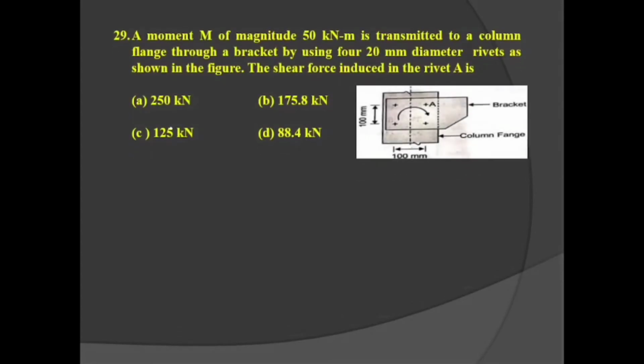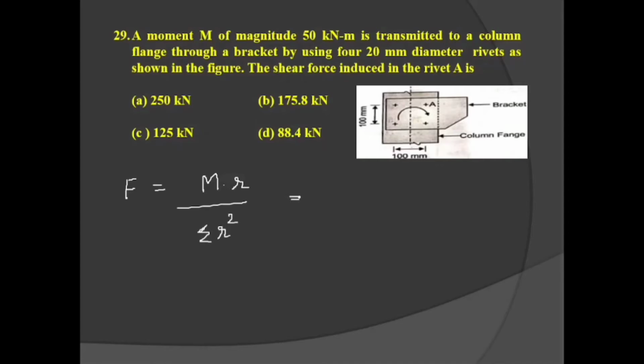A moment M has a magnitude of 50 kilonewton meter, which means a moment is also there. The column flange is bracketed by using 4 rivets of 20 mm diameter. Shear force is induced in the rivets, and as we know, my dear students, the F2 value that we had discussed in eccentric riveted connections can easily be calculated by the formula M into R divided by the algebraic sum of all radial distances square. Yes or no? We had discussed.